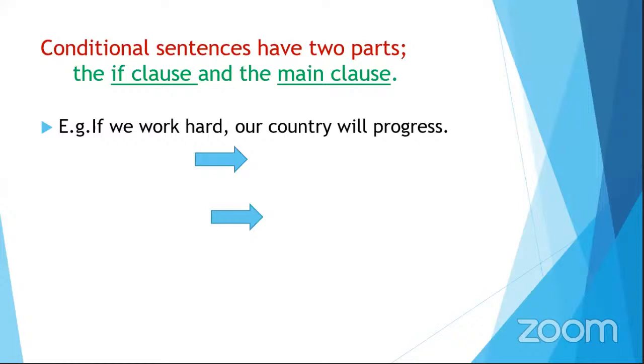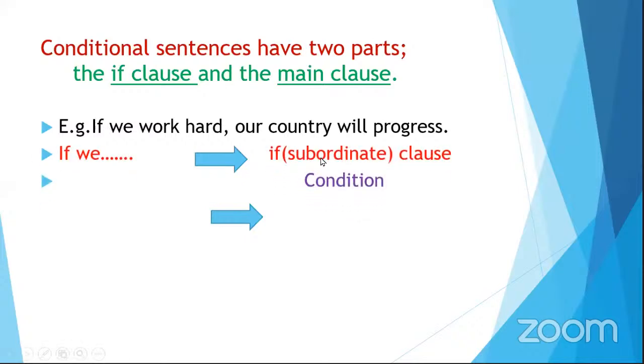First one is the if clause. The second one is the main clause. I believe it's clear to you all. Isn't it, my dear children? Okay, well, I believe you understand this. Let's look once again at the main components, or how the if clause and the main clause are made. We'll see.